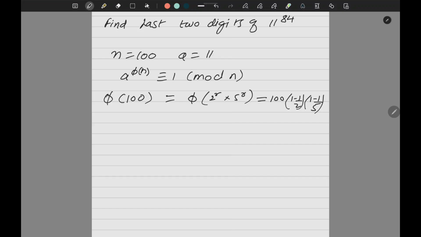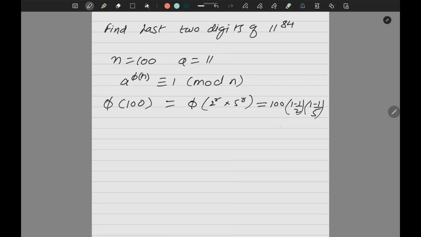Correct? I need not note down how many times 2 and 5 are repeated. 2 and 5 are the prime factors. That is more than sufficient for me. And this value is nothing but equal to 40. Right? Now, if I got 40, apply the theorem. So, 11 to the power 40 is congruent to 1 mod 100.